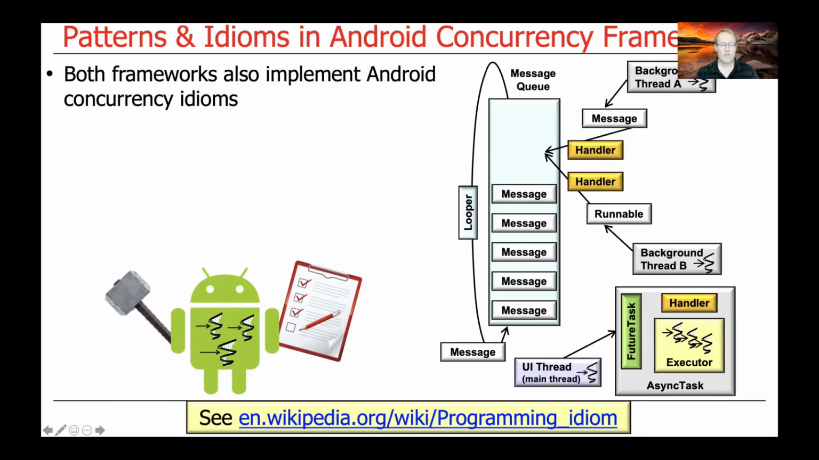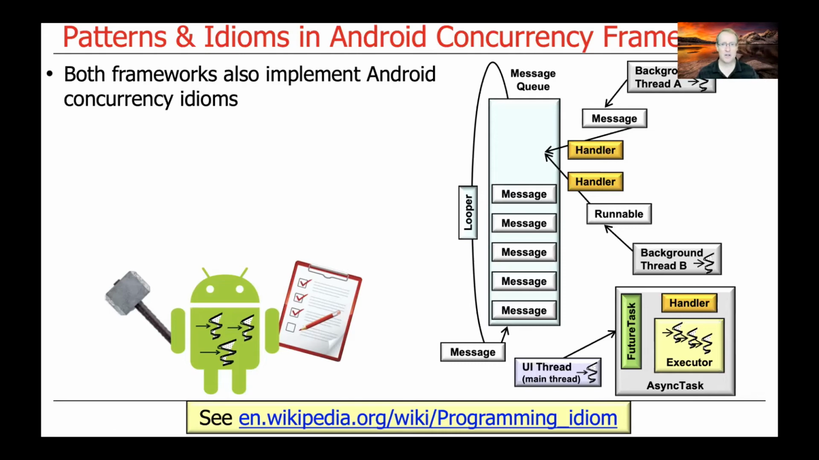There are a number of different frameworks that Android provides in order to give you concurrency. In a nutshell, they are the handlers, messages, and runnables framework, or the Hammer framework. That's why I have a little icon here with a hammer. And then the other one is something called AsyncTask. These are two very interesting frameworks.